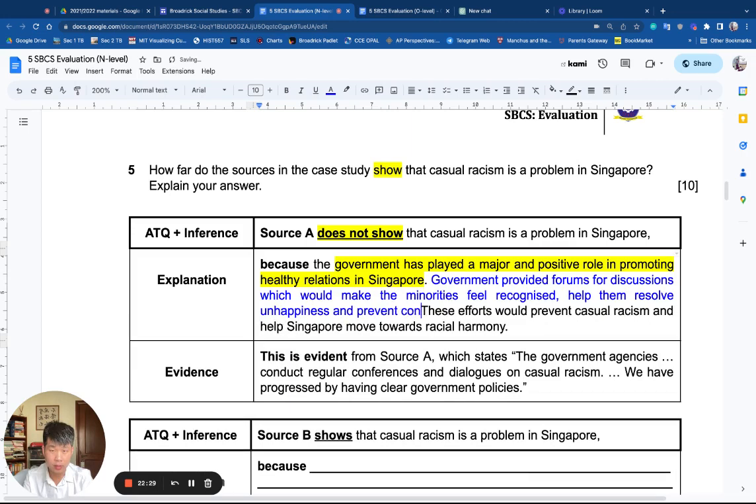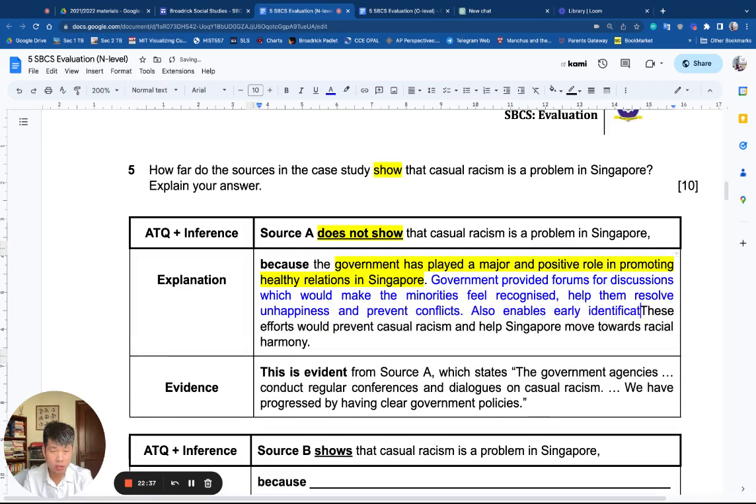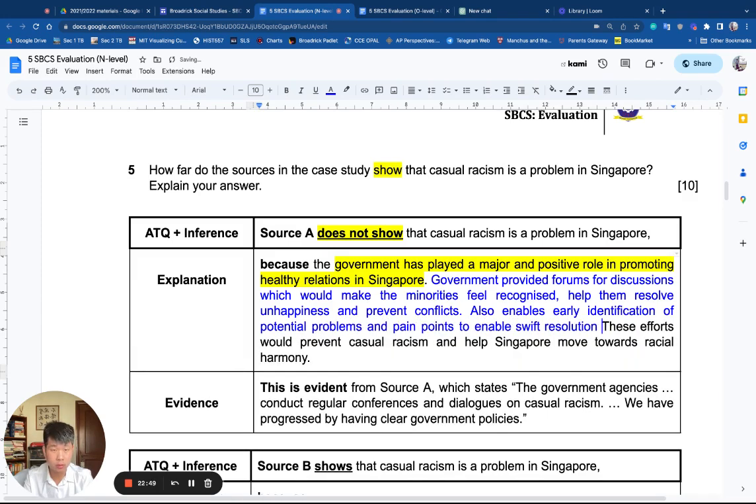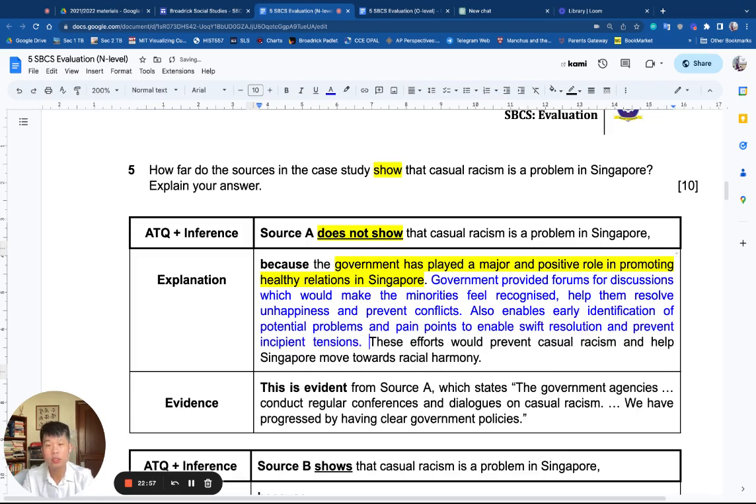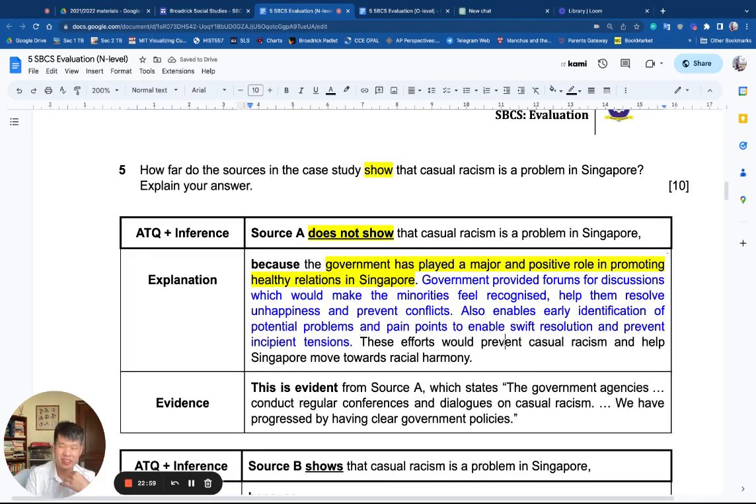and prevent conflicts, and also enables early identification of potential problems and pain points to enable swift resolution and prevent incipient tensions. These efforts will prevent casual racism and help Singapore move towards racial harmony. Yeah, so this would be a very fat, very well developed, very long answer.